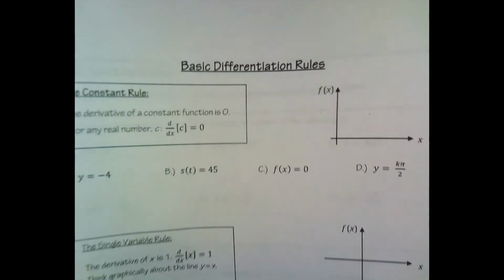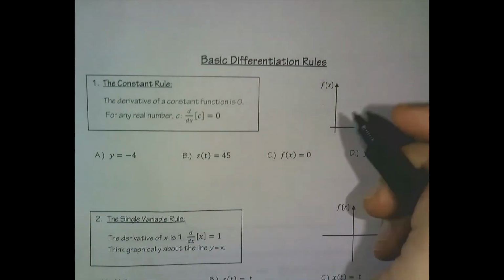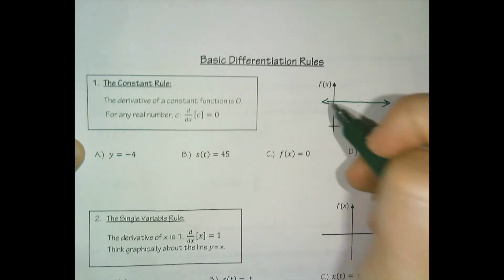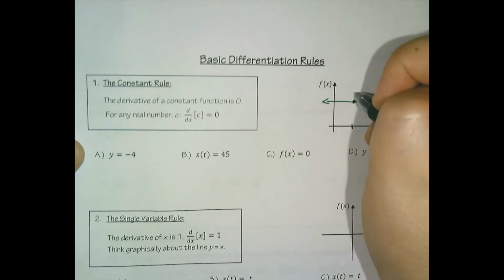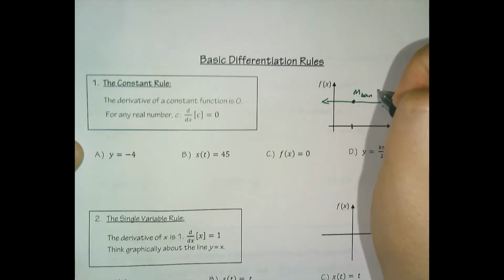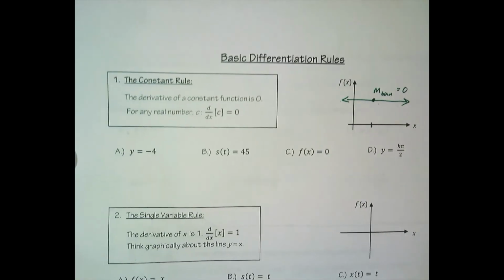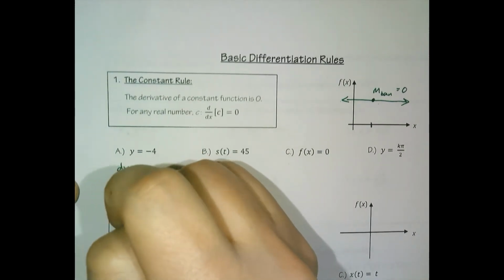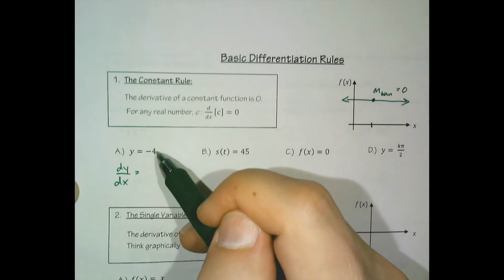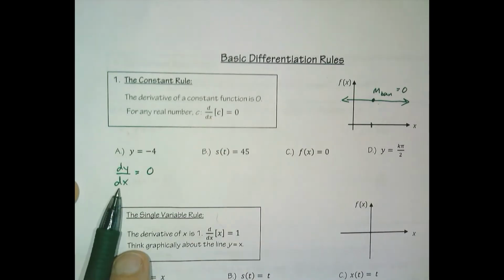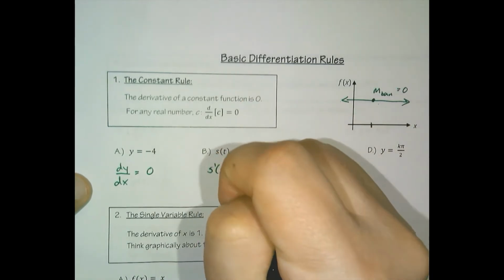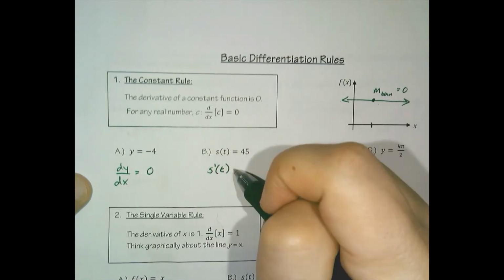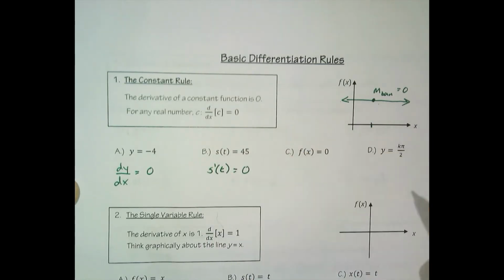Now when we look at that in the notes packet, this is what we've established, that if we have a constant function, at any value the slope of the tangent line will be 0. So if I ask you, what is the derivative with respect to x of this constant? I get an answer of 0. Again, this is another notation for derivative. Here I have the constant 45. The derivative of s would be s prime. The derivative of a constant is 0.